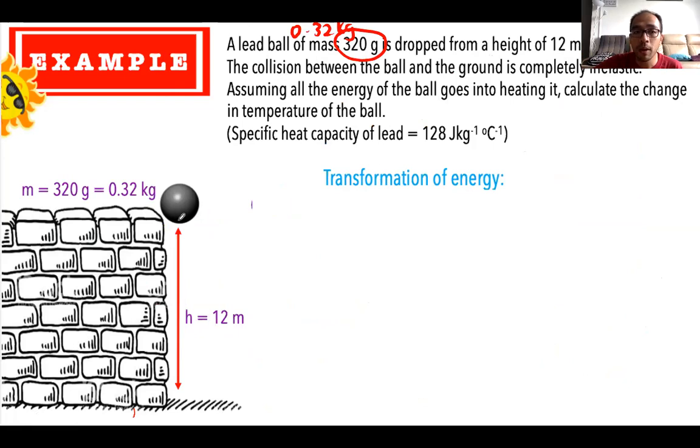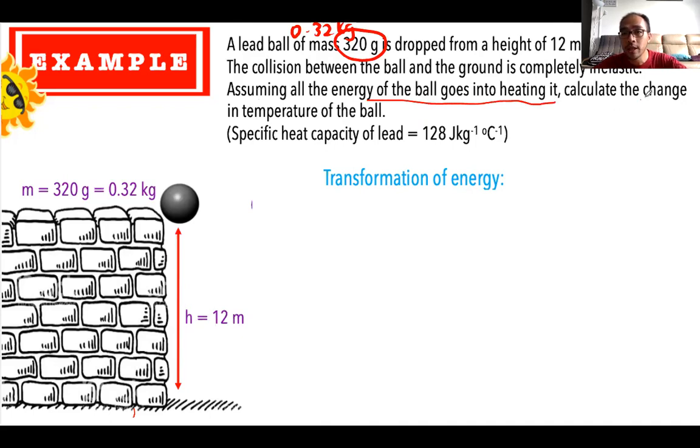The collision between the ball and the ground is completely inelastic. Assuming all of the energy of the ball goes into heating it. Now this assumption is very important: no energy loss to the surroundings. Let's calculate the change in temperature of the ball.